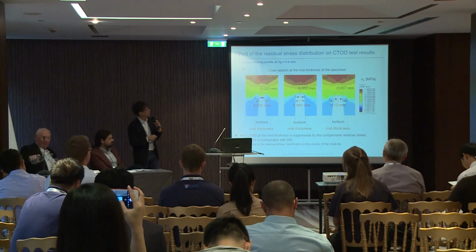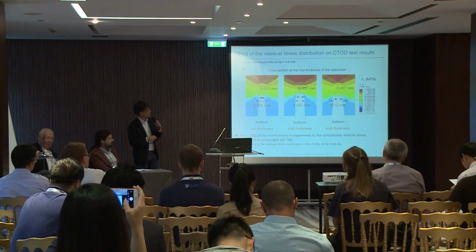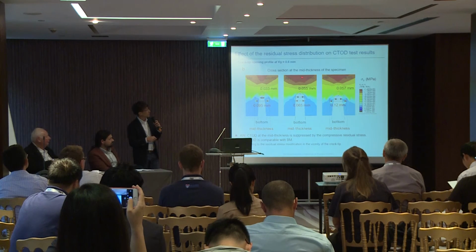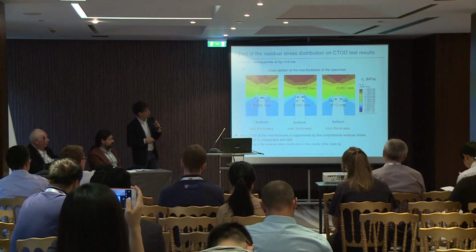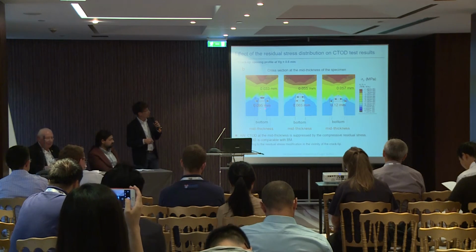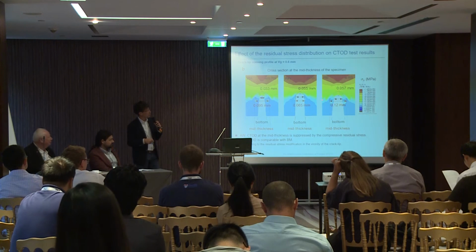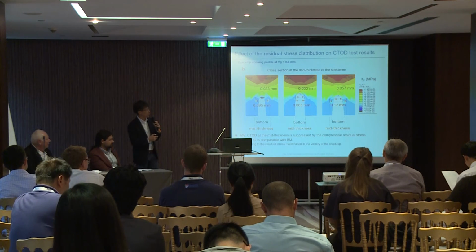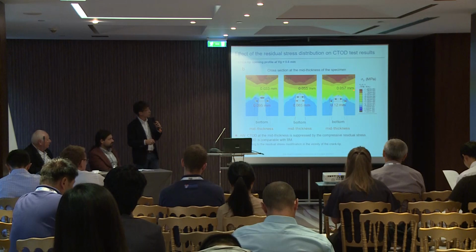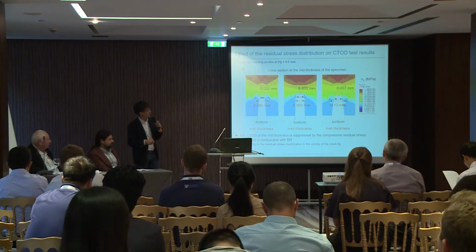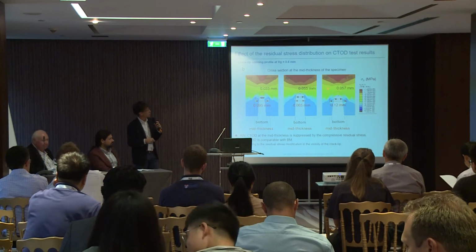This is the base metal without residual stress, and this is the as-welded displacement. So the crack opening shape is strongly affected by the residual stress distribution. And this is the reverse bended displacement. In this case, the residual stress is modified, so the crack opening profile is similar to that of the base metal.